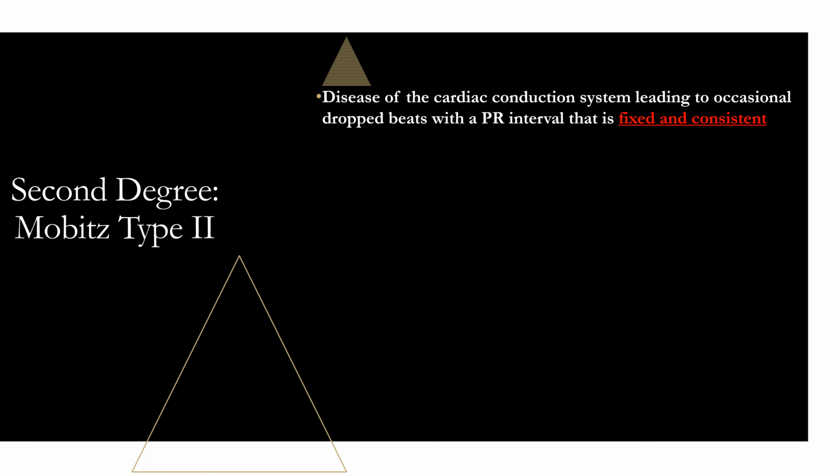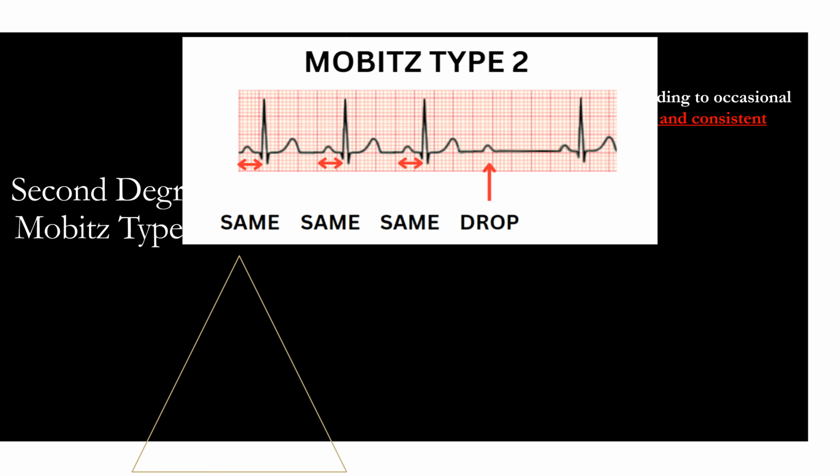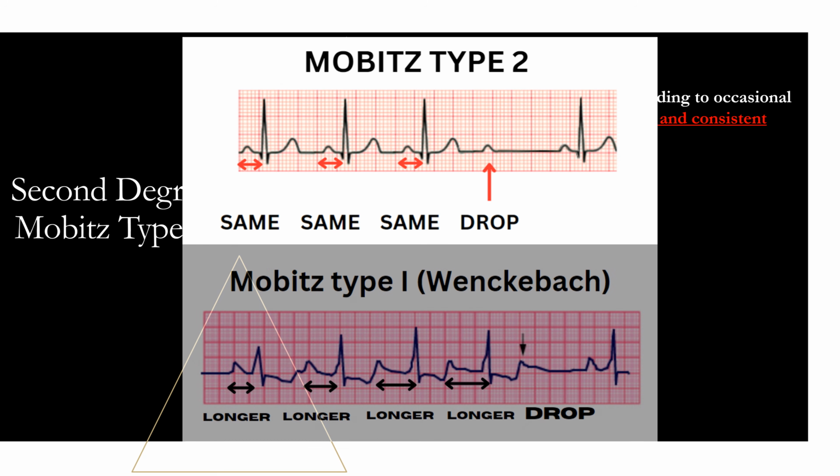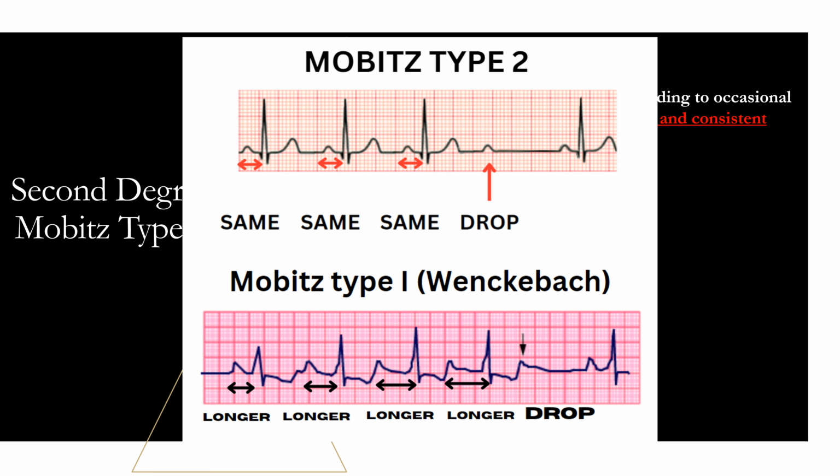So Mobitz 2 is a disease of the cardiac conduction system leading to occasional dropped beats with a PR interval that is fixed and consistent. So you still have the non-conducted beat in a Mobitz 2, but the big difference between a Mobitz 1 and a Mobitz 2, and what you really need to focus on, is that in a Mobitz 2, the PR interval remains constant. You do not have that progressive prolongation like we saw in a Mobitz type 1 block. So that's the main difference between the two. Mobitz 1 was longer drop. Mobitz 2 is same drop.